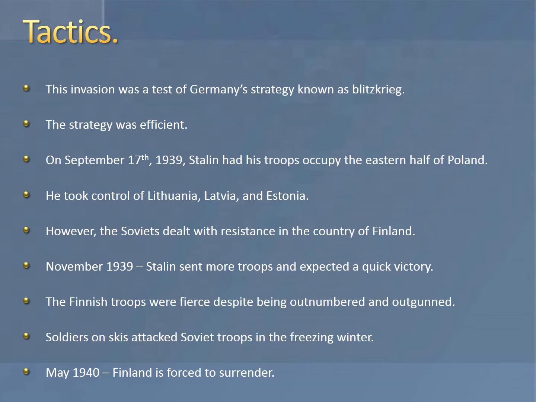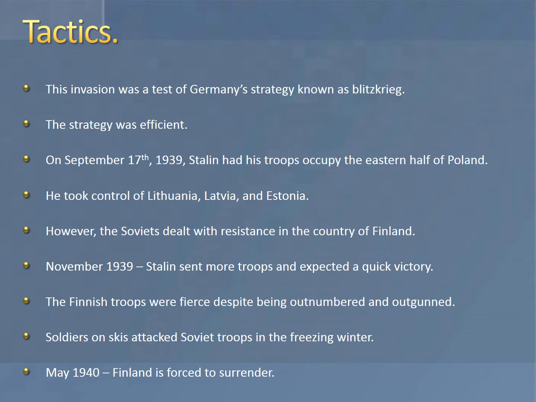Stalin also took control of Lithuania, Latvia, and Estonia. However, the Soviets faced some resistance in the country of Finland. They weren't expecting a fight, but they did run into some difficulty there. So in November 1939, Stalin decided to send more troops to Finland, and he expects a quick victory. But the Finnish troops were fierce. Despite being outnumbered and outgunned, they were very hard fighters.